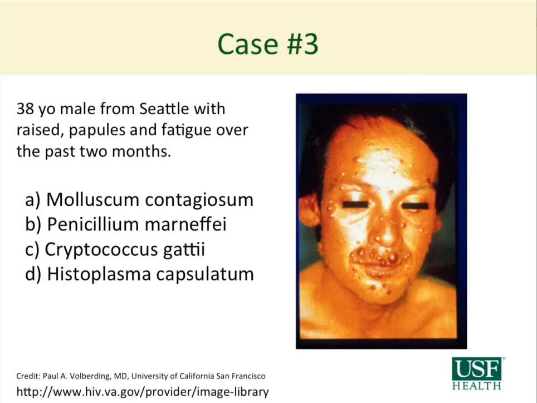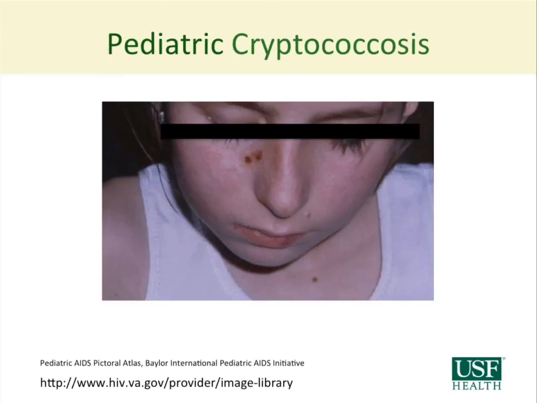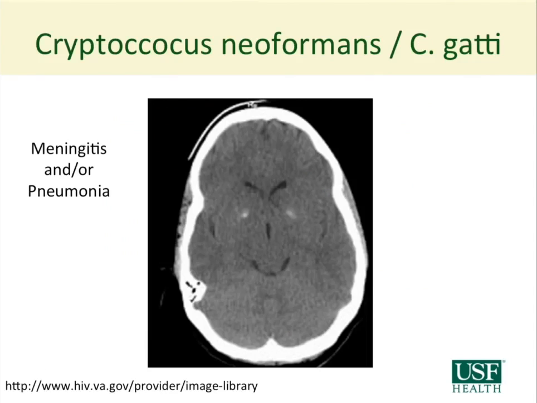Think about it: it could be Molluscum contagiosum, Penicillium marneffei, Cryptococcus gattii, or Histoplasma capsulatum. And what this one was, it was actually disseminated Cryptococcus, so cryptococcosis. You can find that out by biopsy, sometimes serology, and it can happen in the pediatric population as well. Cryptococcus neoformans or Cryptococcus gattii can also present as meningitis or pneumonia, not necessarily skin lesions.